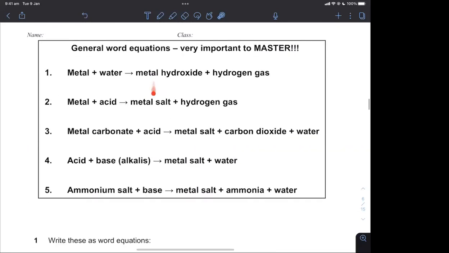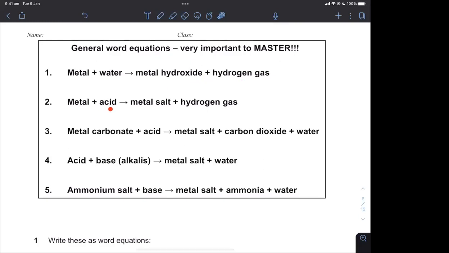These 5 general equations, even year 11 students sometimes don't know that there are 5 general reactions that you have to know. Metal with water, you also cover this under periodicity as the chemistry of metals. You also produce hydrogen gas. Anything with hydroxide is going to be basic. So when metal reacts with water, it will give you the hydroxide. This is an alkaline or basic solution.